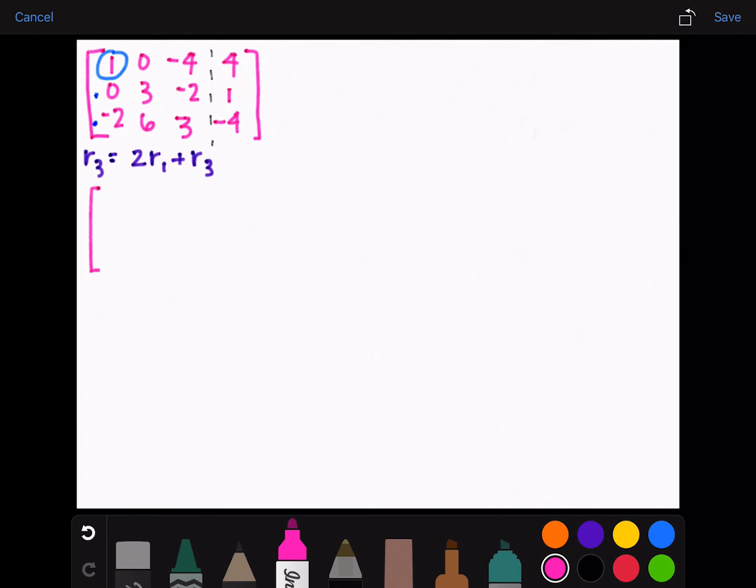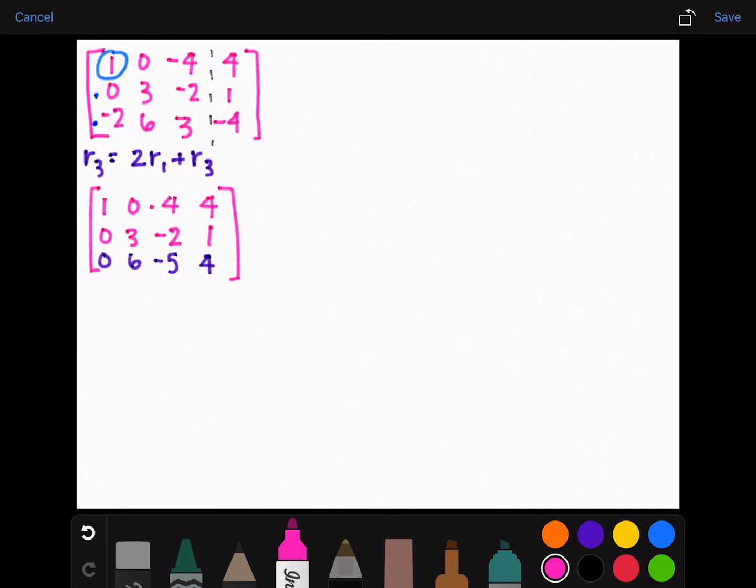So if we do that, our top row will stay the same, our second row stays the same, and our third row is what's going to change. I'll write that in a different color. 2 times 1 plus -2 is 0. 2 times 0 plus 6 is 6. 2 times -4 is -8, plus 3 is -5. 4 times 2 is 8, plus -4 is 4. Now we have a 1 with 2 zeros beneath it.